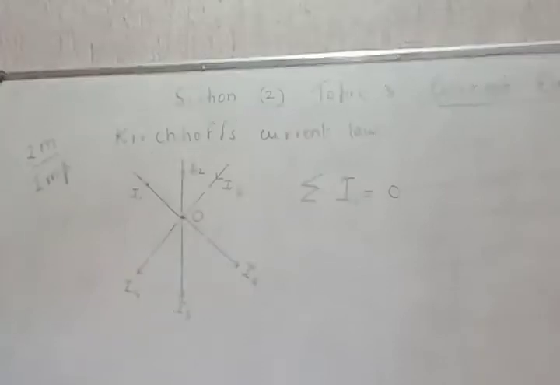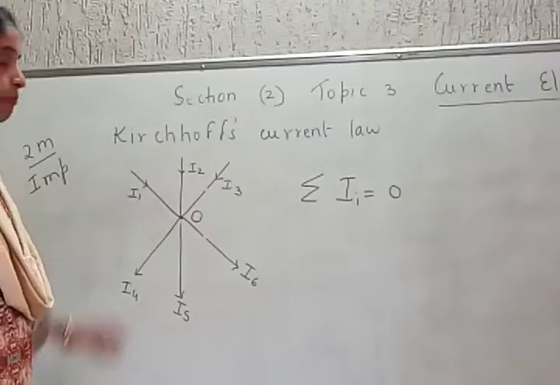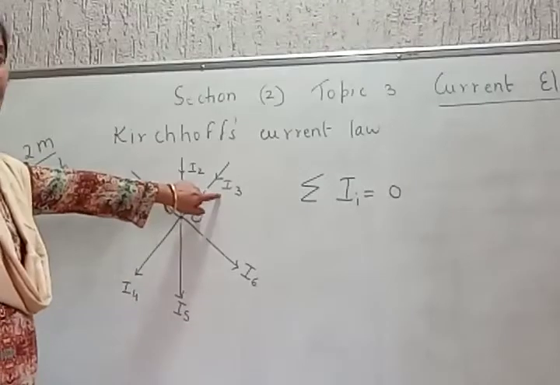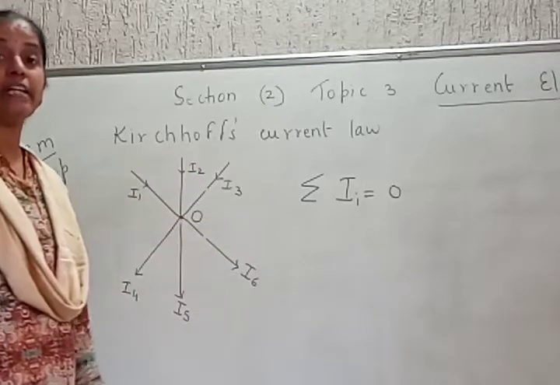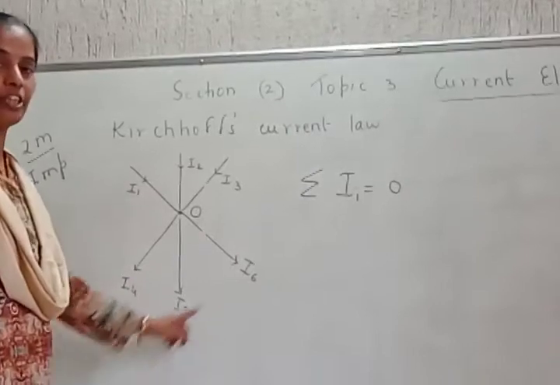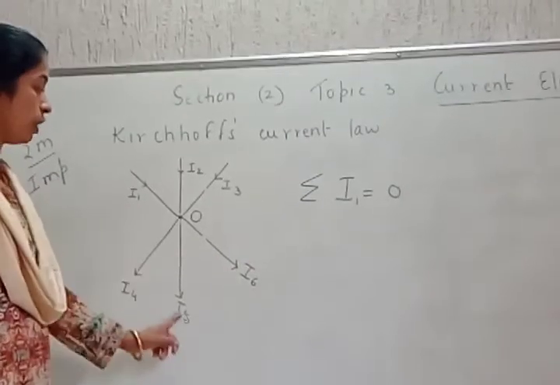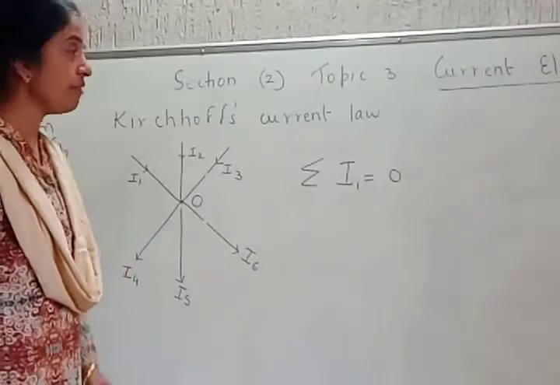From Kirchhoff's current law, as per the sign convention, currents flowing towards the junction, that is I1, I2, I3, are taken as positive, and currents flowing away from the junction, that is I4, I5, I6, are taken as negative. Let me revise again.